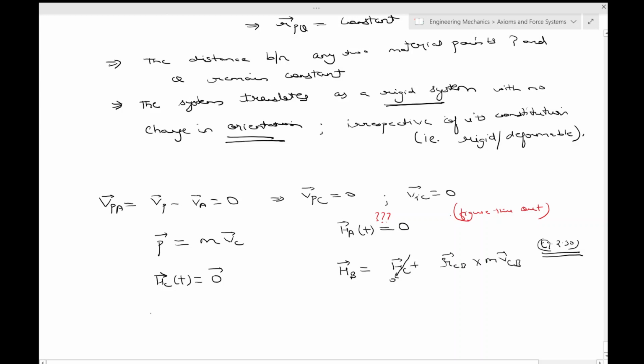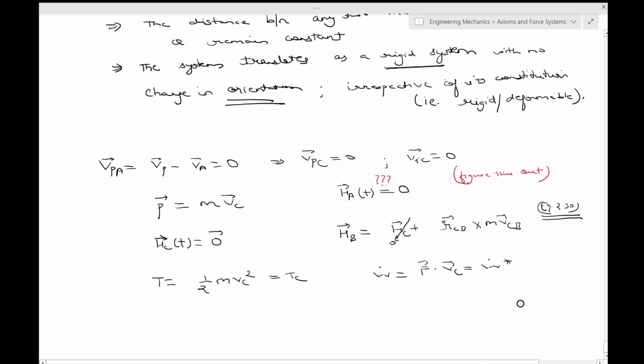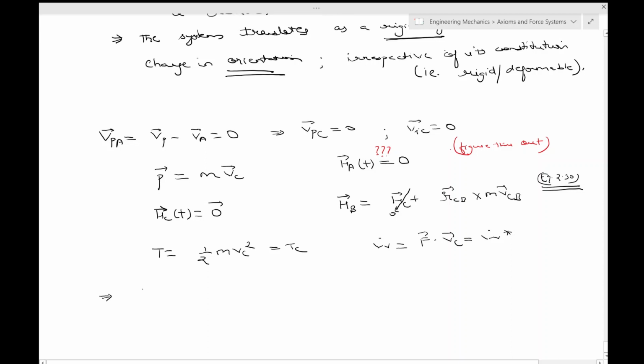So T is equal to half into MVC square is equal to TC. W dot will be equal to F dot VC is equal to Wi star. This implies that the moments about C is equal to the rate of change of momentum about this point, and that is 0. So the equations of motion can be written as F is equal to MAC and MC is equal to 0. So this is equation 2.93.